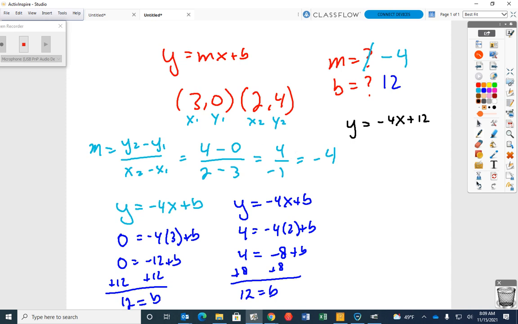Let's try another one. You guys want to try this one on your own? No. Okay, try this one on your own. Remember, y equals mx plus b. Okay? And the points that I have are -5, -4. My other point is -4, -5. Okay? Try this one, I'll give you 2 minutes.